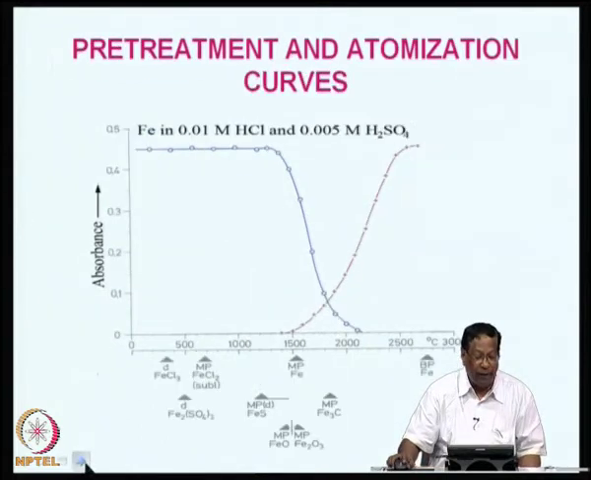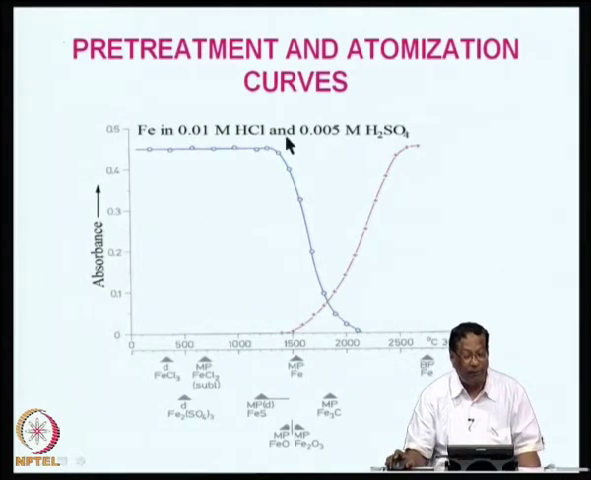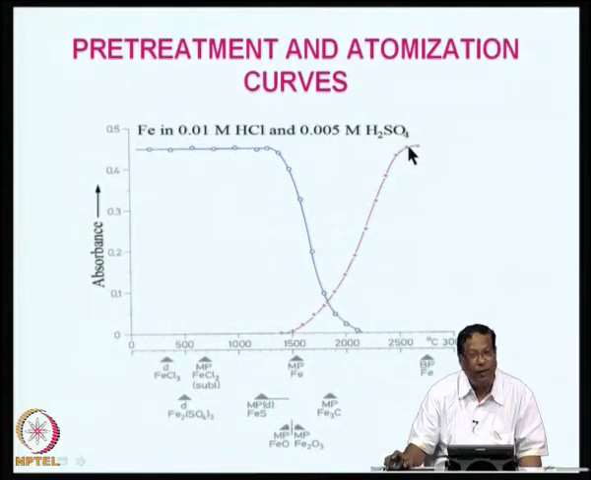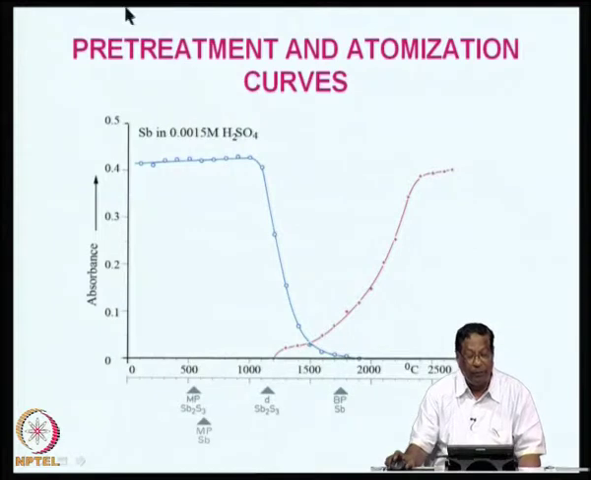So, I can show you another one or two curves like this. For example, this is for iron, and then in 0.01 molar HCl and 0.005 molar H2SO4 medium, you can see that for pretreatment up to 1400, 1500 degrees there is no loss of iron, whereas atomization starts only around 2500 degrees. Till that time you will not get a good signal. So, we do have some more curves.